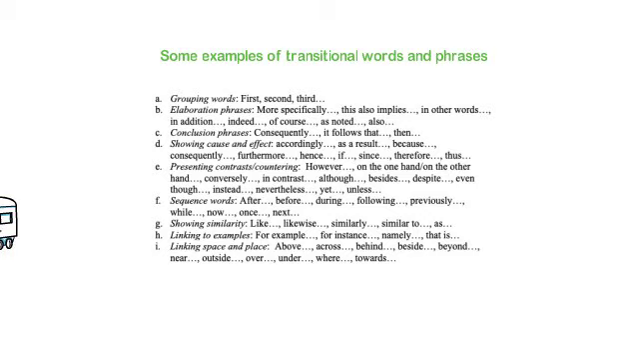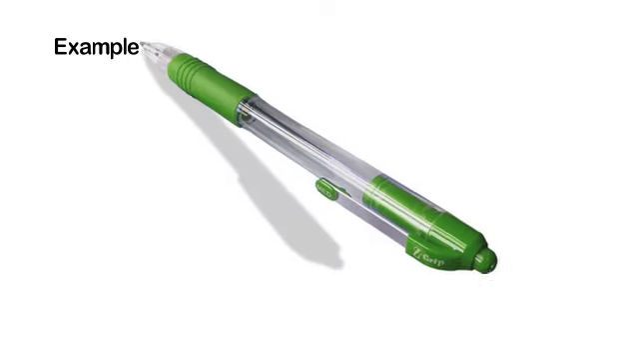Before this happened, that happened. After this happened, that happened. Showing similarity, here you're telling your reader all these things are the same. So similarly, similar to. Linking examples, so you're explaining to the reader, I've made this point, for example, and then you show the example. Linking space and place, if you're showing processes or if you're talking contextually, these are very useful words to show the reader how things relate to one another. So those are just some examples. There are many, many more.